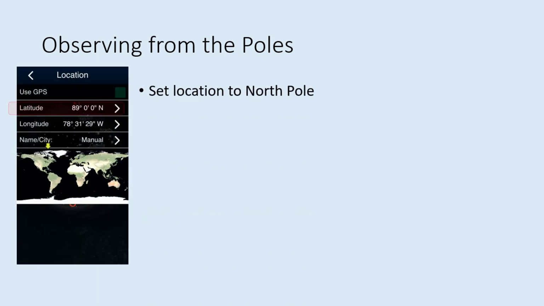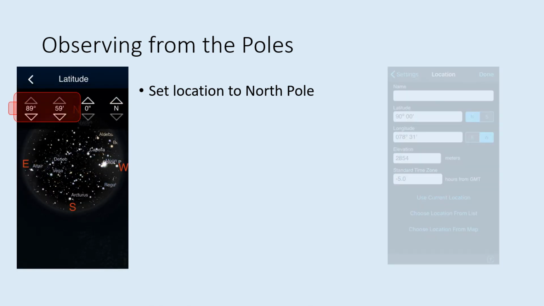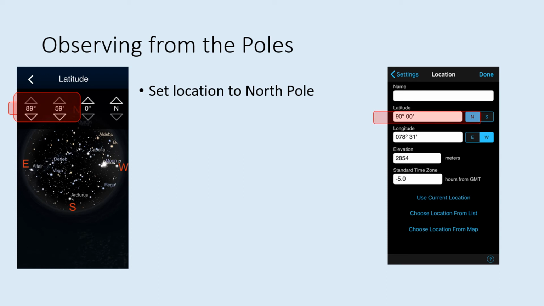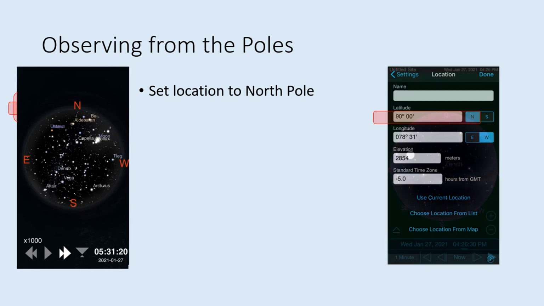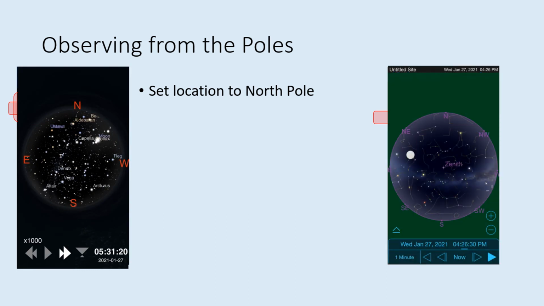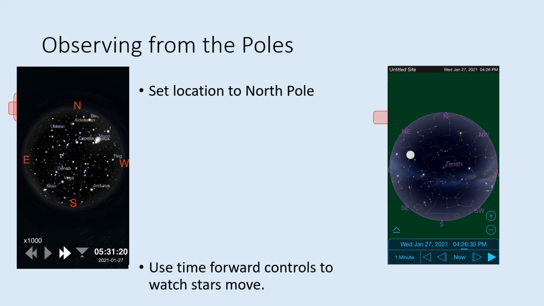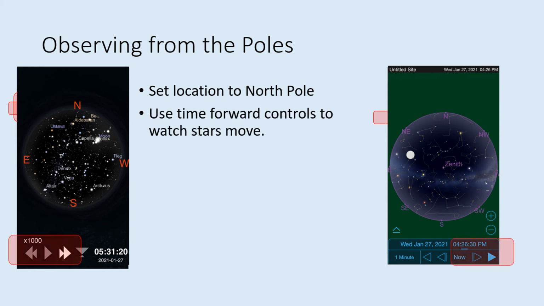Now we're going to change location to the Earth's North Pole. Set the location in Settings by resetting the latitude to 90 degrees north, or as close to that as the software will let you get. From this location, the North Celestial Pole is straight overhead instead of being on the horizon. Use the time controls to watch how the sky moves from this location.